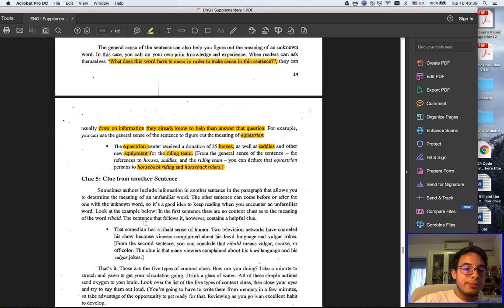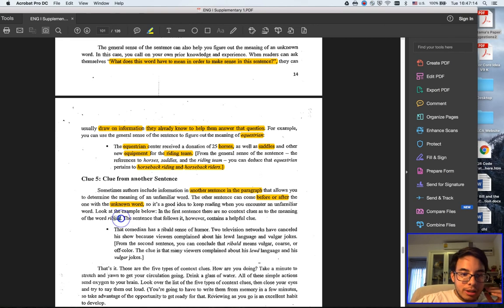Now the last clue is finding the clue from another sentence, which is an important one that you're going to have to figure out too. Sometimes the information to get the reference is in another sentence in the paragraph, and it can occur before or after the unknown word, okay? So it's important that you keep on reading, but also go back to the word if you can't figure it out right off the bat.